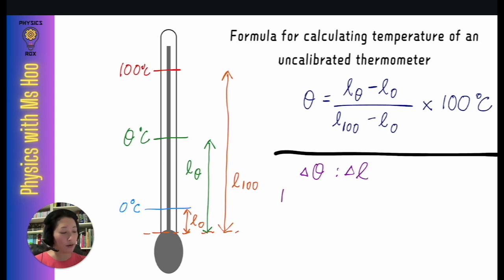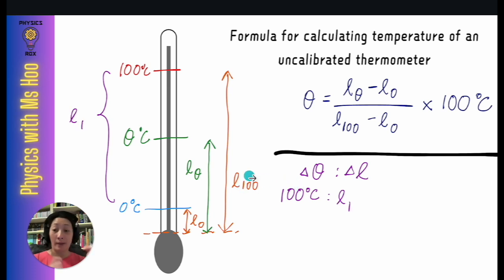I'm going to write that on the left side here. And this ratio is equal to the difference in length between 100 and 0. The difference in length, that means we want to get this value, which I'm going to write as L1. Now, L1 is a known value because you'd be able to measure it. You know the length between 100 and 0. You can just measure it using a ruler.